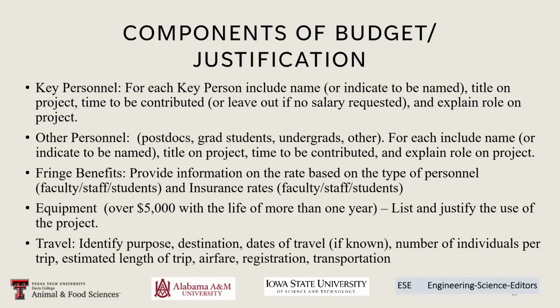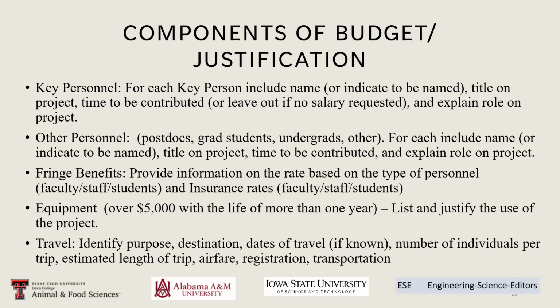So for key personnel, you should have the key person's name, their title, the time that they're going to be contributing to the project, and an explanation of their role for the project. That's similar to other personnel, things like postdocs, graduate assistants, undergraduates, other people that you might be hiring, or indicate if you need to hire somebody for a position. And again, the title, the time they're going to contribute, and explain their role.